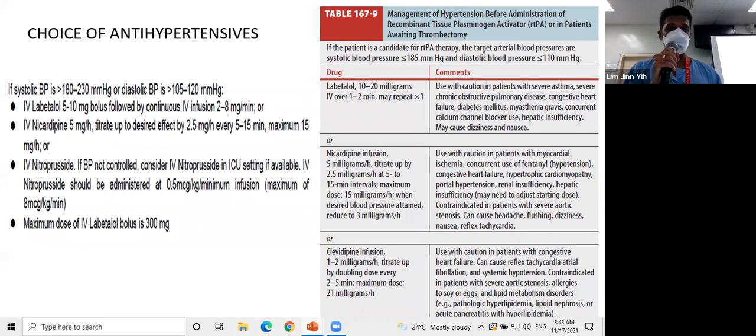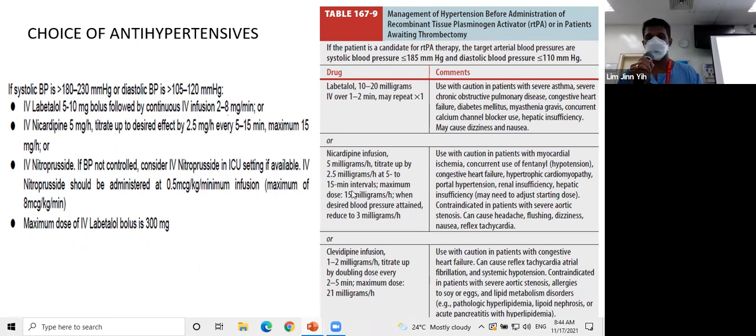So besides labetalol, we can use nicardipine. The dose is 5 milligrams per hour. We can titrate up to the desired effect every 5 to 15 minutes to a maximum of 15 milligrams per hour. Another option is nitroprusside, which is usually used in the ICU setting. The dose is 0.5 microgram per kg per minute infusion with a maximum of 8 micrograms per kg per minute. This is from the CPG guideline, the one on the left.